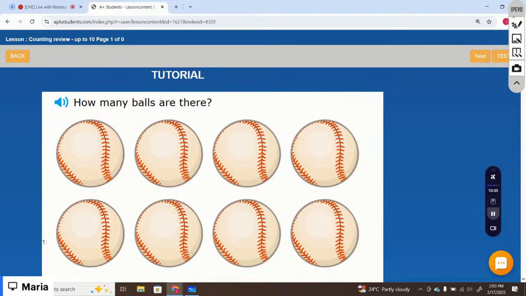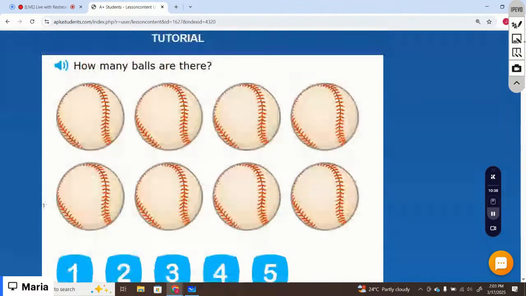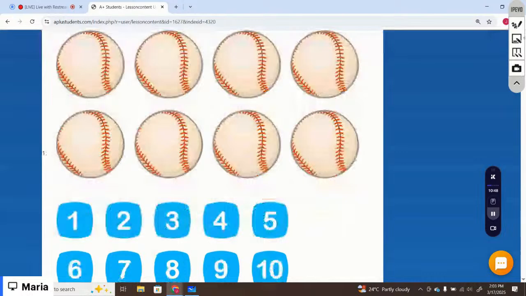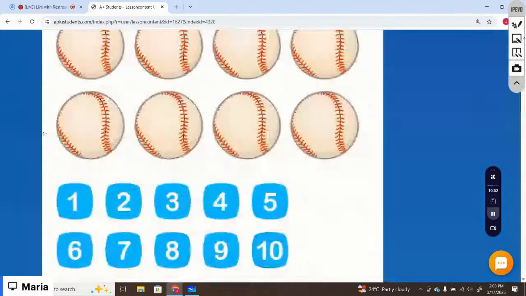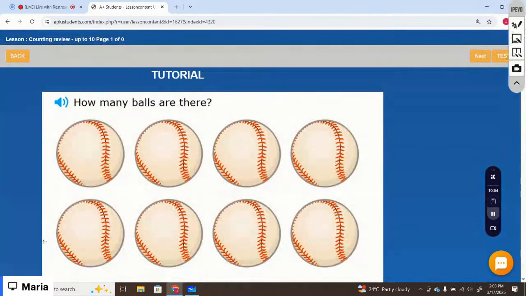How many balls are there? You need to count them. There are 1, 2, 3, 4, 5, 6, 7, and 8. So there are 8 balls. The correct option is 8. There are 8 balls.